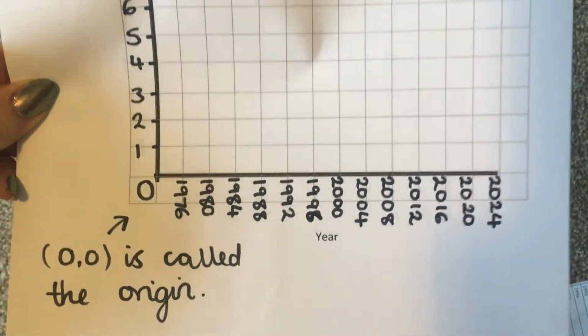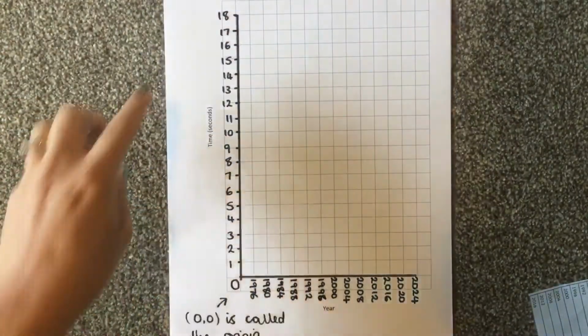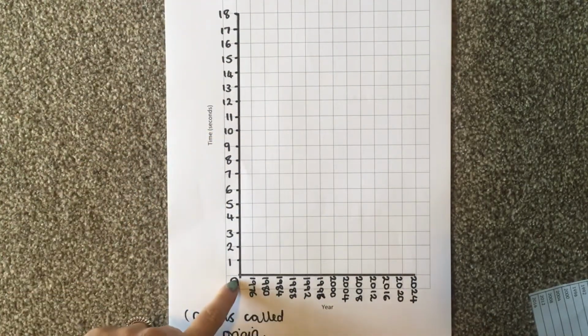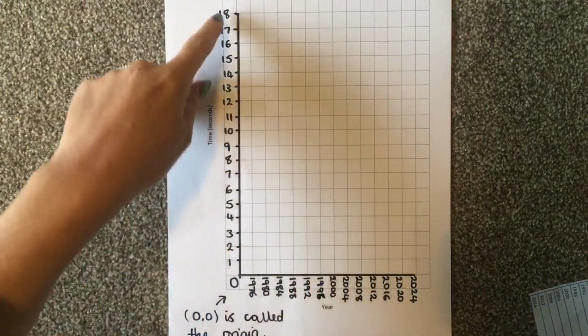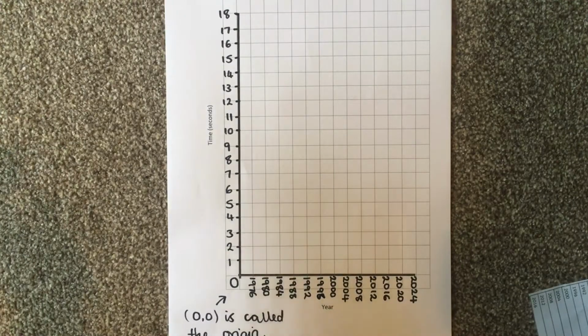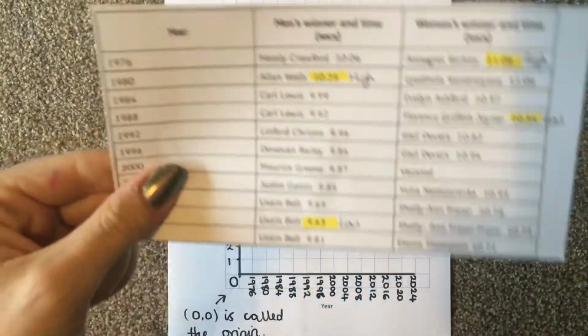So that's the first thing. Now look at this other axis, the y-axis. This is showing the time that people have run. I've gone from 0 seconds all the way up to 18 seconds. Can you think of why that is not going to create a very effective line graph? Well, let's just recap some of the times, and I'll start to plot some of them on.